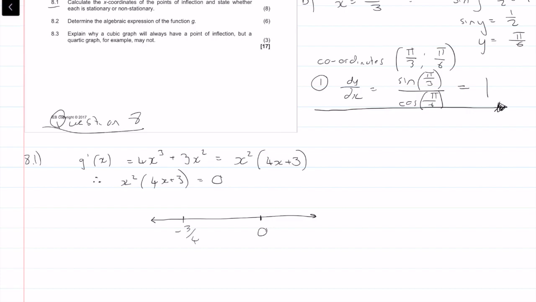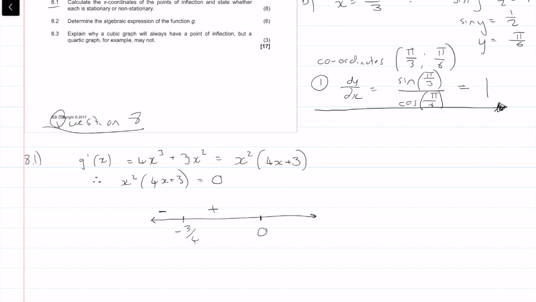So what do we do? We plug in a value. If we plug in a value on the left-hand side of minus 3 over 4, let's say we plug in minus 1, we're left with minus 1 squared, which is a positive number, then minus 4 plus 3, which is a negative. So on the left-hand side we have a negative. If we plug in, let's say, minus a half, this value is always positive. This becomes minus 2 plus 3, which is a positive number. So we have a positive sign there.